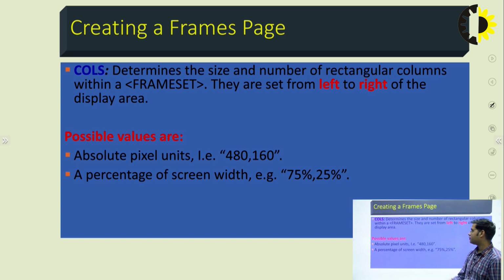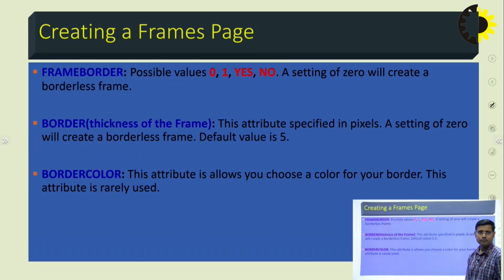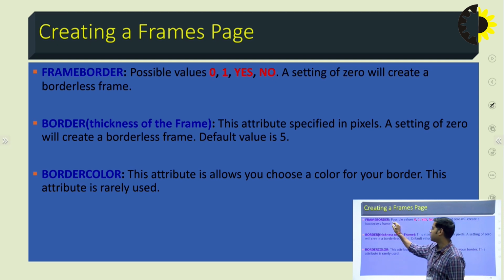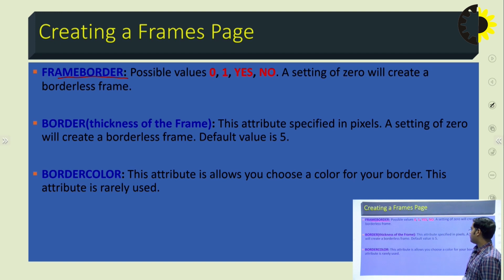They are set from left to right of the display area, and the possible values are either pixels or percentages: 480, 160 and 75, 25. Then there are different attributes by which we can provide the border color and border thickness. So this is the frameborder. Through the frameborder attribute, we decide the border of the particular pane.